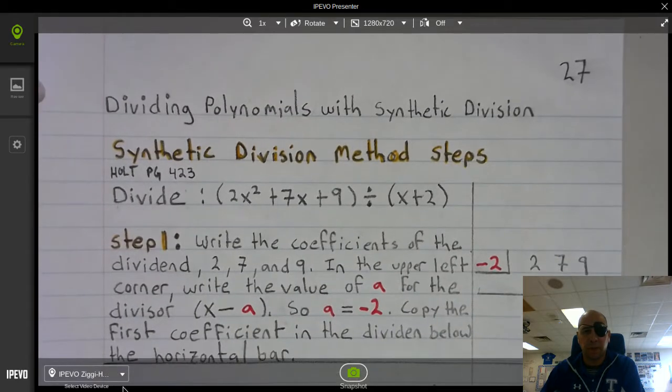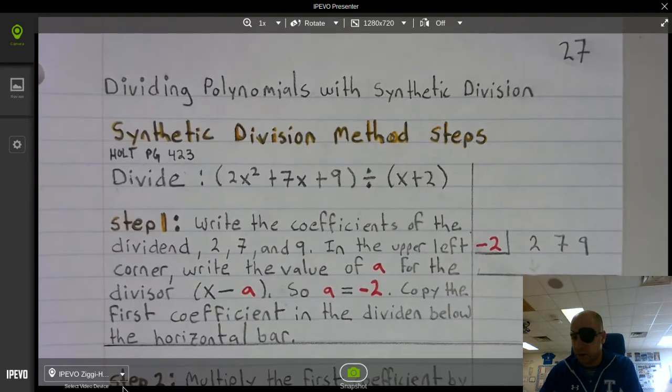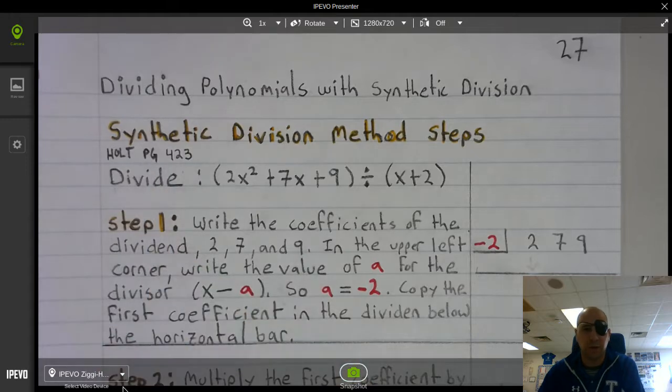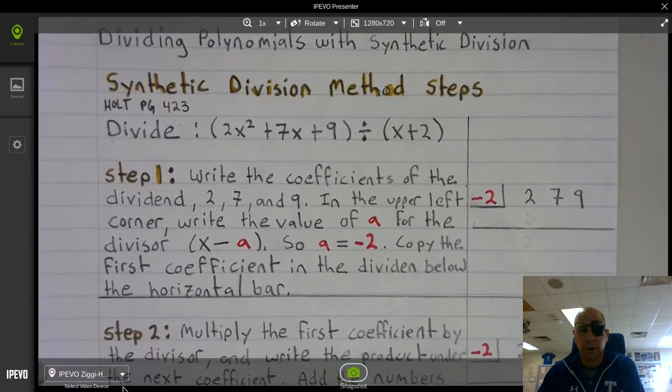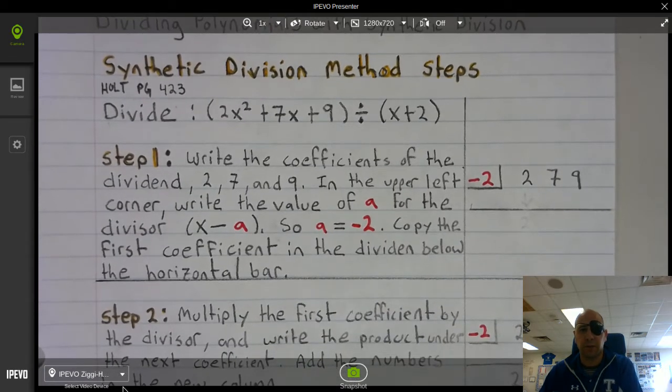All right, dividing polynomials with synthetic division. Now, usually I write my own notes, but I have a great book, it's a Holt book, and the notes are really good. So a little shout out to Holt, page 423 from their Advanced Algebra 2 book. All right, so we're going to divide 2x squared plus 7x plus 9 by x plus 2.